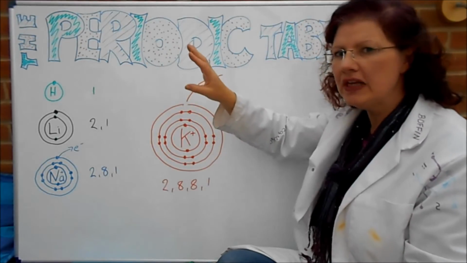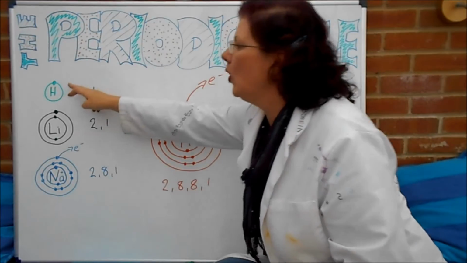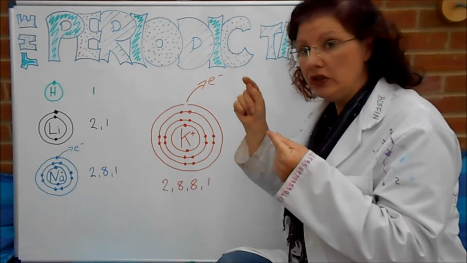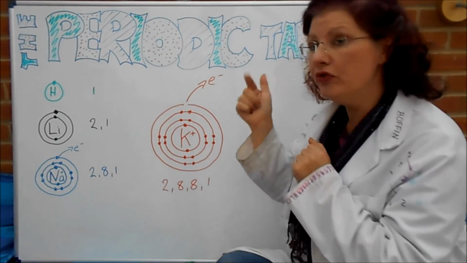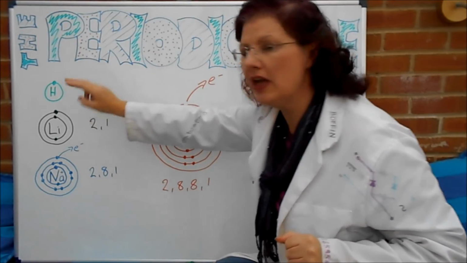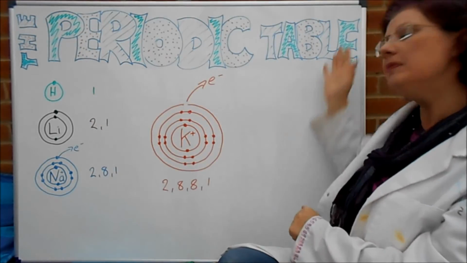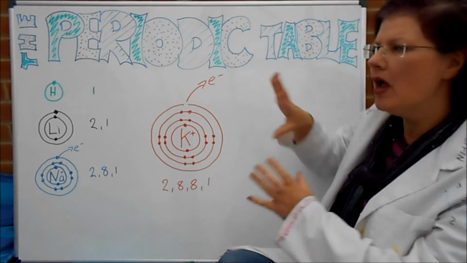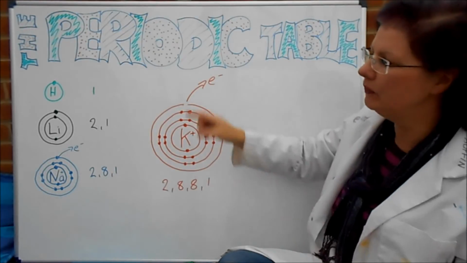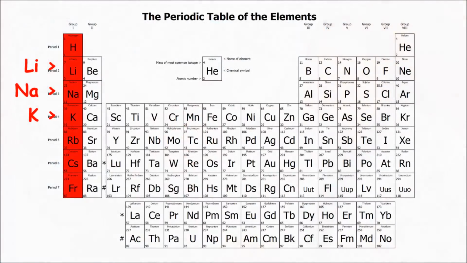Hydrogen is slightly different, as I say, because although it's one electron too much for a neat set of bonds, it's also one electron too little. So sometimes hydrogen is considered to be in group 1, sometimes it's considered to be in group 7. So we're actually going to leave hydrogen out of this. It's slightly different. We're going to look at lithium, sodium and potassium.